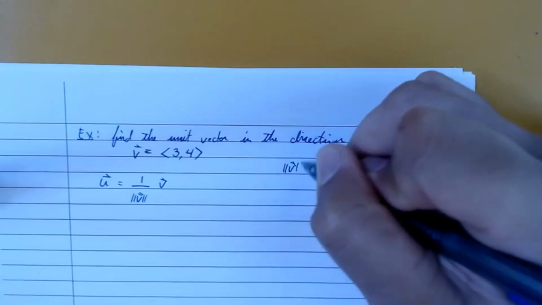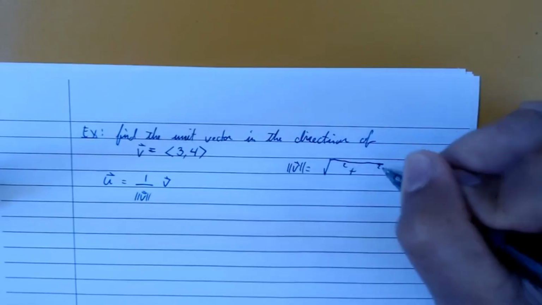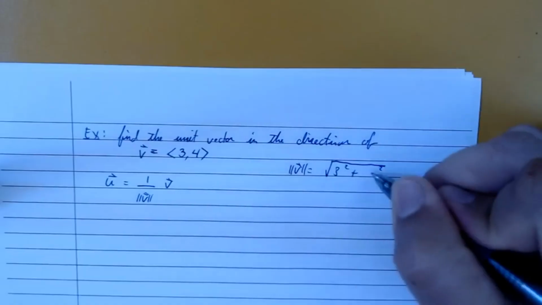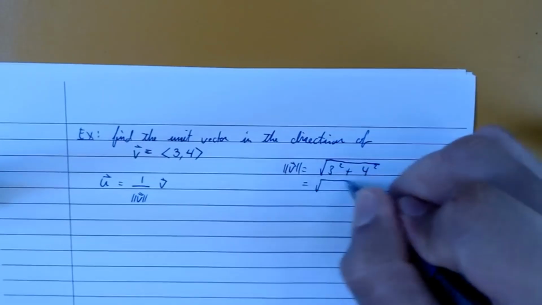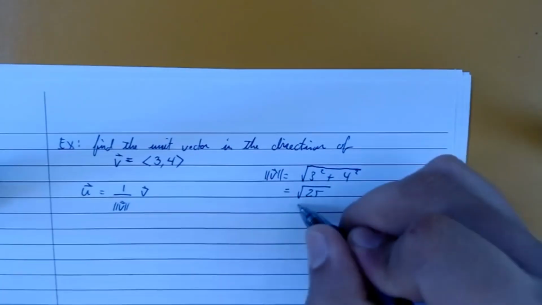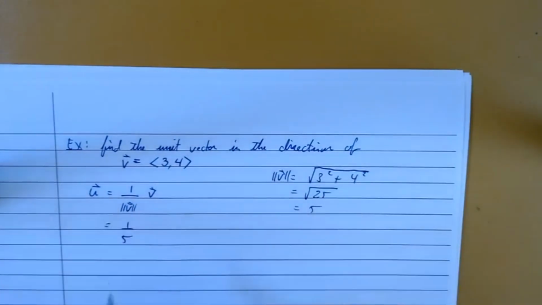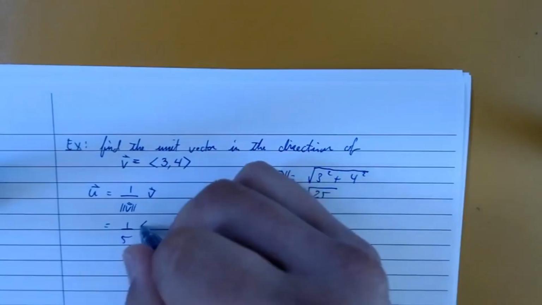The magnitude of the vector v is going to be the square root of the sum of the squares of those components, 3 and 4. All right, so that's going to be the root of 9 plus 16, that's the root of 25, which is just 5. So that's going to give us 1 over 5 times the vector v.